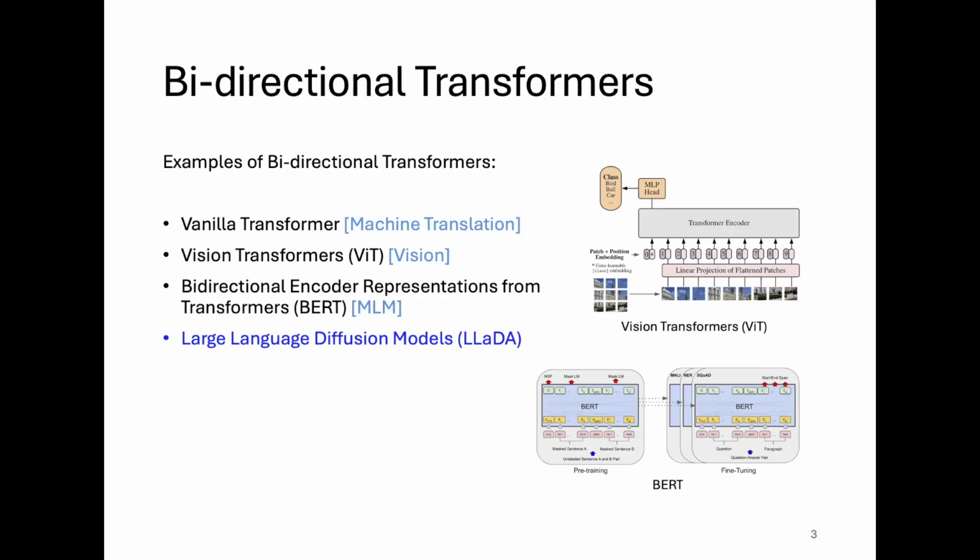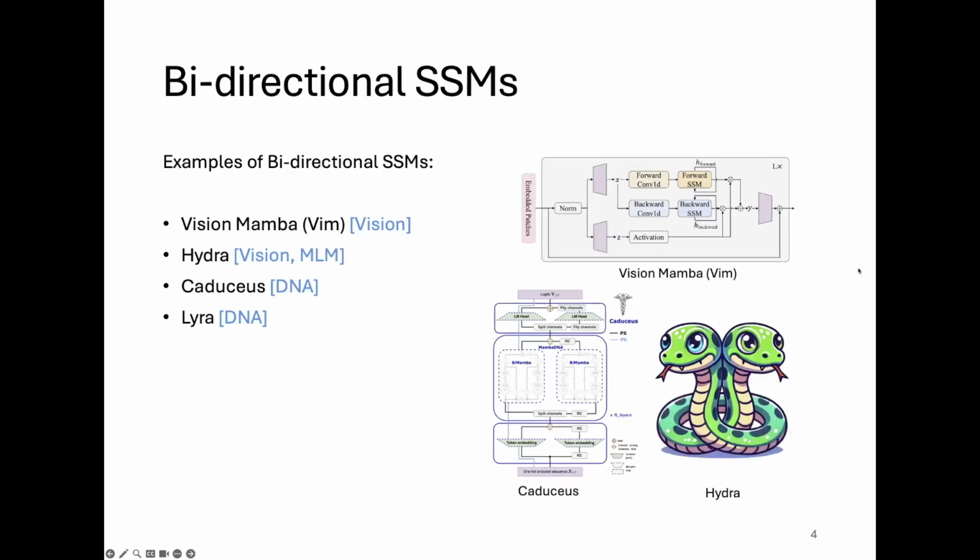Also in the context of linear transformers, several models have been adapted to bidirectional sequence modeling, such as Vision Mamba, Hydra, and Lyra, for different applications like DNA modeling and images. Hydra is the official extension of Mamba 2 to bidirectional sequence modeling. So we have many models in the linear transformer domain, SSMs, and softmax transformers applied to bidirectional sequence modeling. That's the motivation and why we want to study these tasks.